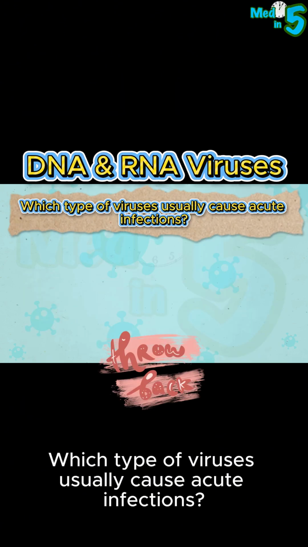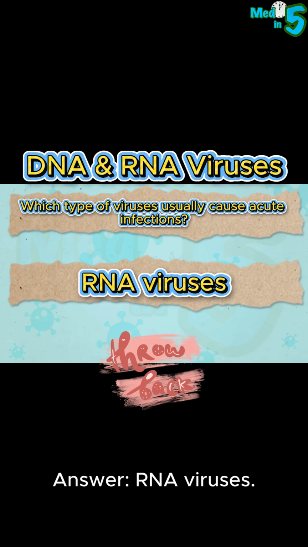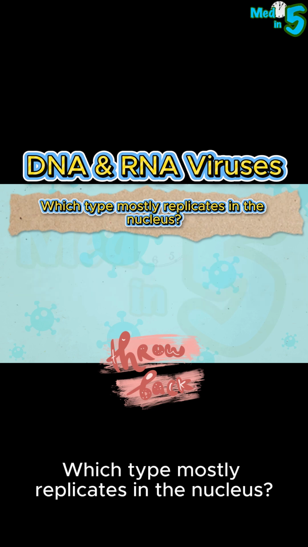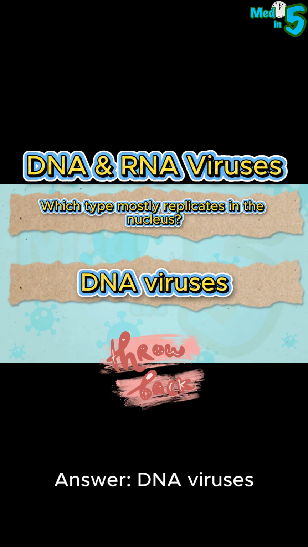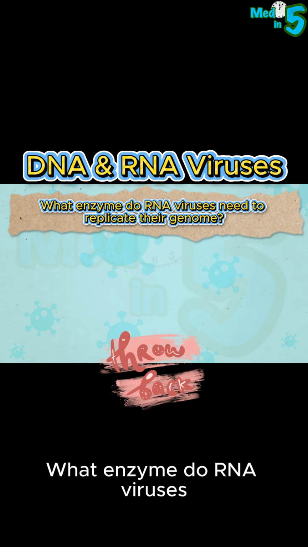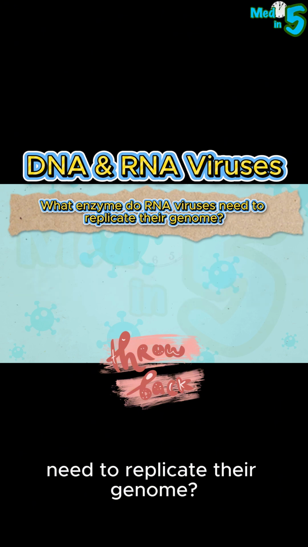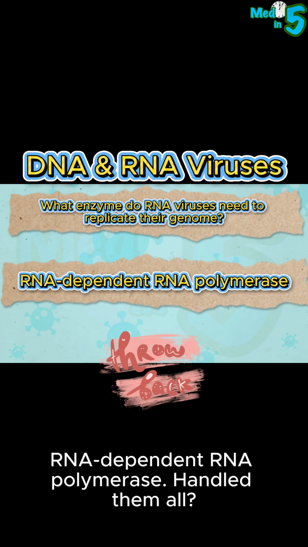Let's review. Which type of viruses usually cause acute infections? Answer: RNA viruses. Which type mostly replicates in the nucleus? Answer: DNA viruses. What enzyme do RNA viruses need to replicate their genome? RNA-dependent RNA polymerase. Handled them all.